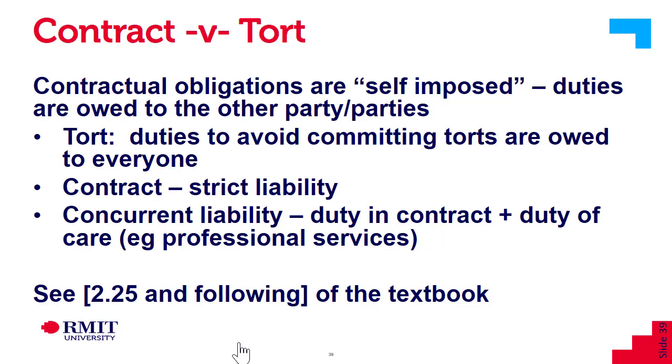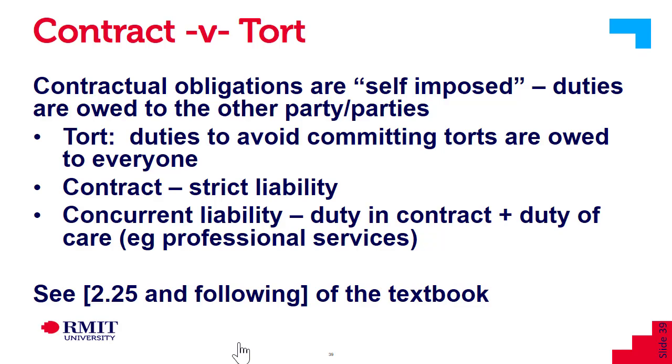Contracts, again self-imposed, differ from tort in the sense that the duties that somebody takes on under a contract are only owed to the other parties to the contract, as opposed to duties that you might take on as a consequence of being a landowner, that in tort are duties owed to anybody who might be impacted by the choice that you've made. So a duty to avoid committing torts is a duty that's owed to everyone. But in contract, a duty to pay somebody some money is only owed to that somebody.